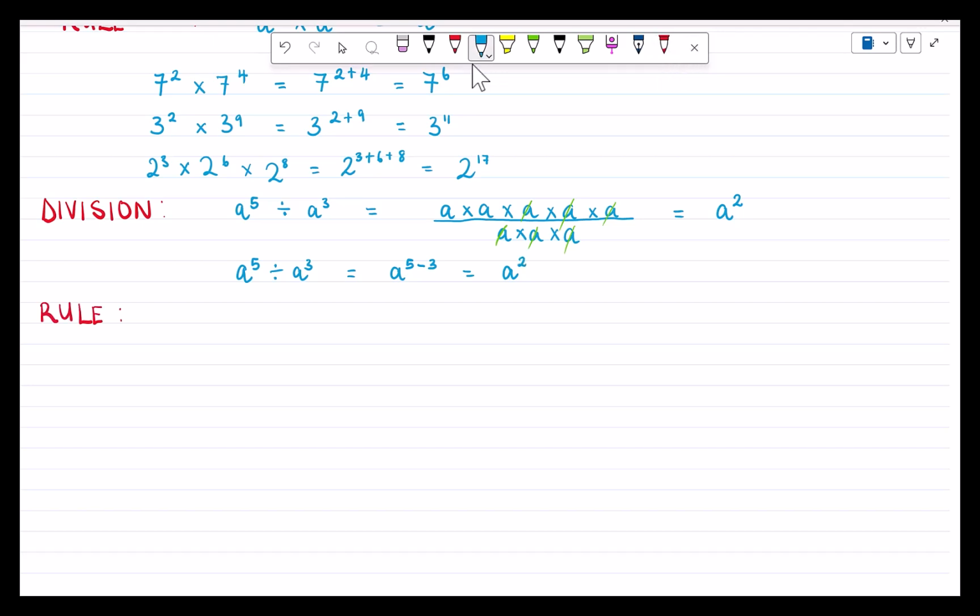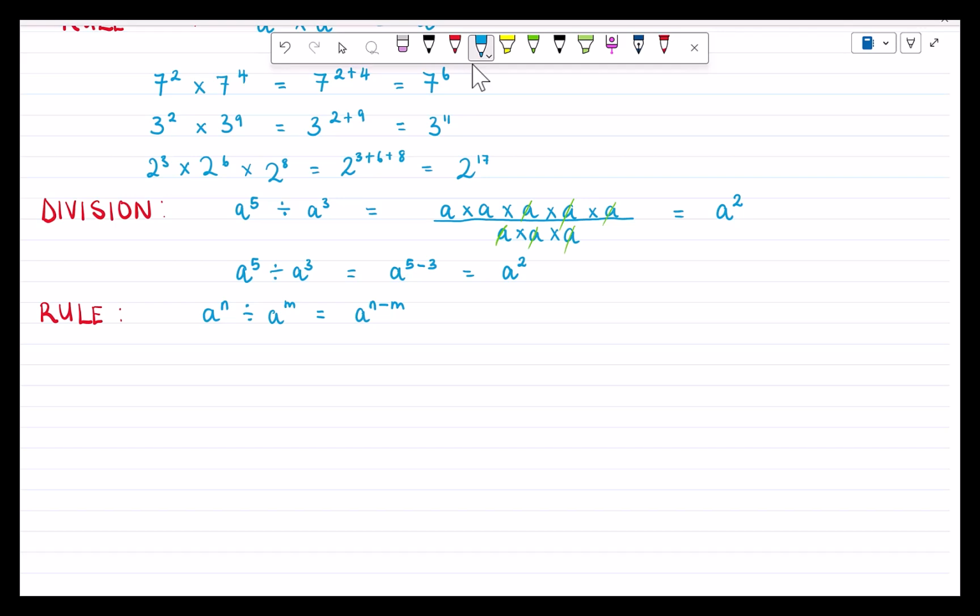Hence, the rule when dividing is a to the power of n divided by a to the power of m is equal to a to the power of n minus m. So you see the difference. When you're multiplying, you add the powers. And when you're dividing, you subtract the powers.